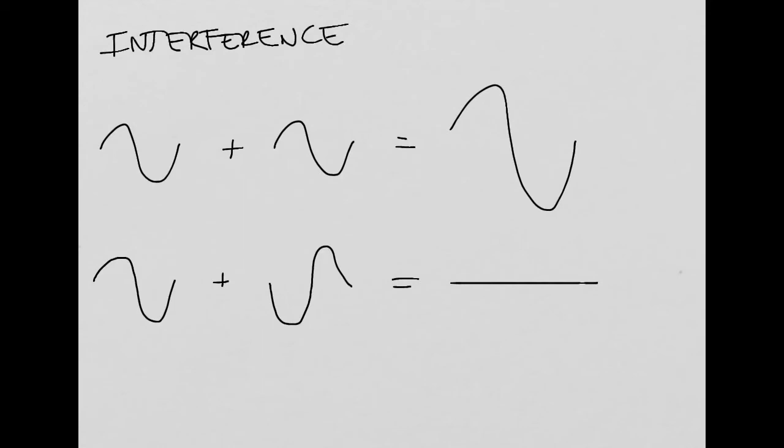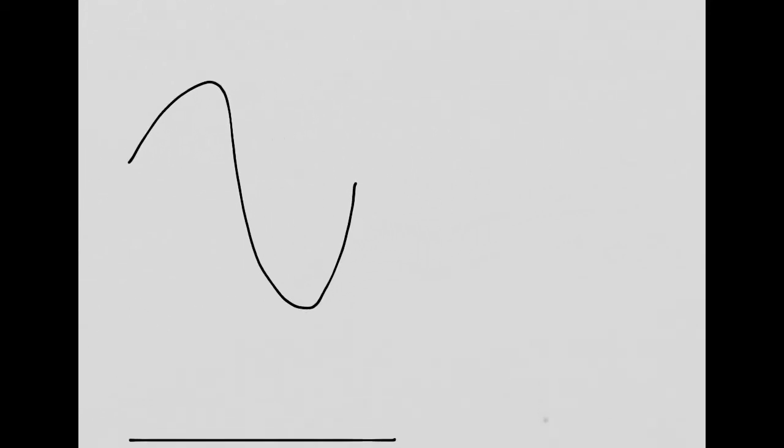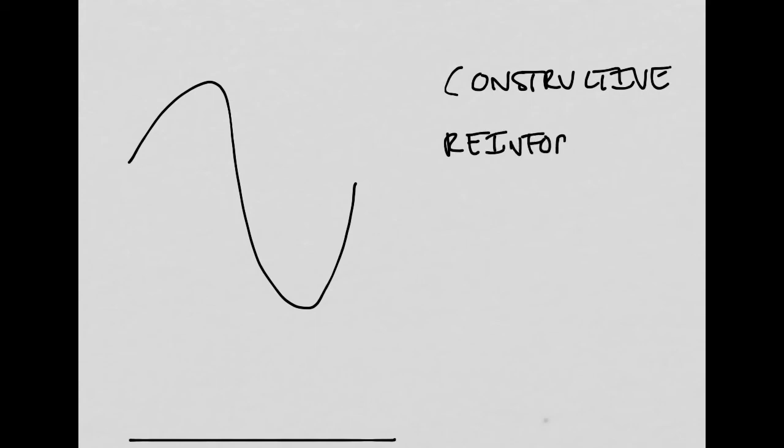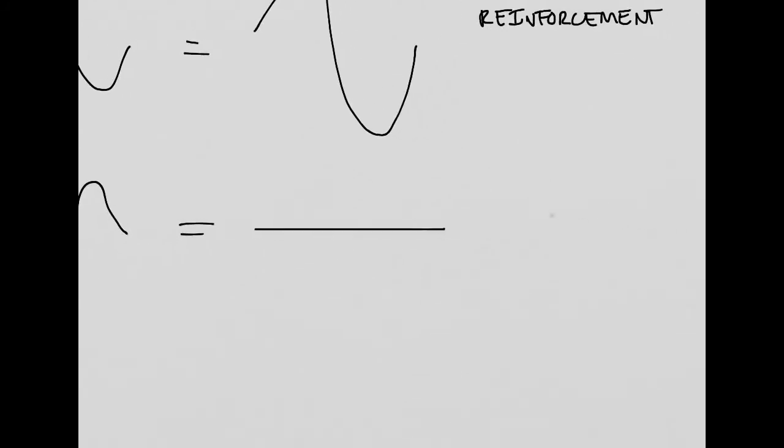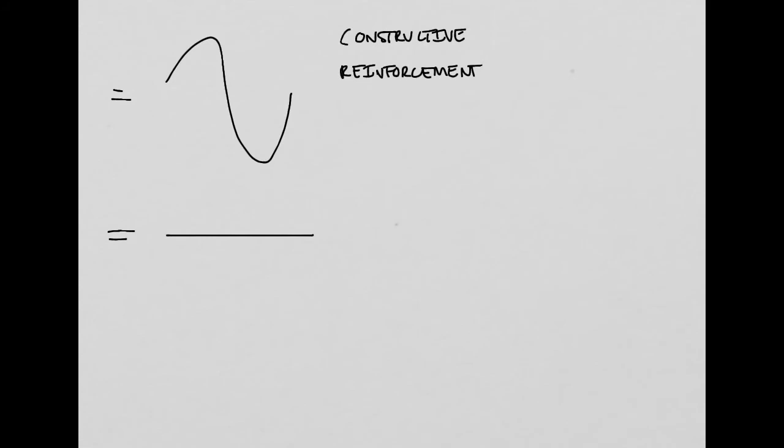We call this type constructive interference. We're constructing something, we're making it bigger. It's also called reinforcement. This type of interference pattern, when we see basically annihilation of the wave, is called destructive interference, or cancellation.